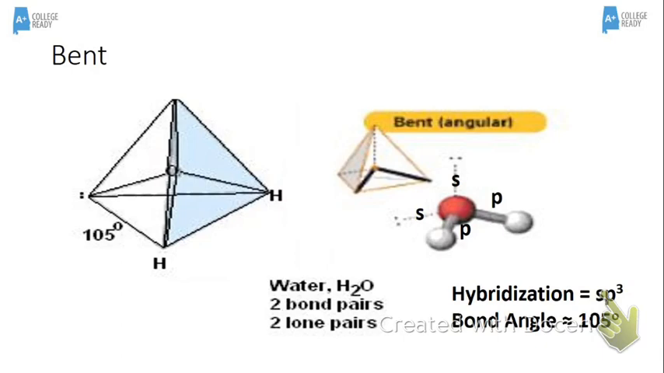One that we have is a bent. This right here, I like to call a bent tetrahedral, because you have a bent trigonal planar and you also have a bent tetrahedral molecule. So there are two types of bent molecules. Water is one of the most common ones, and since there are 4 areas of electron density, it has a hybridization of sp3 with bond angles of approximately 105 degrees.